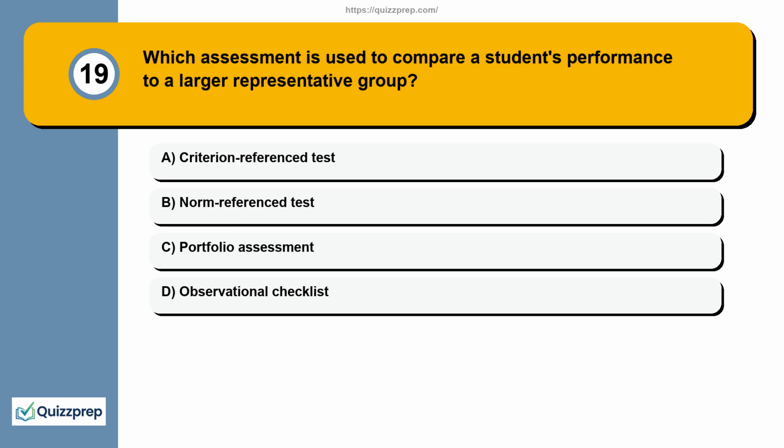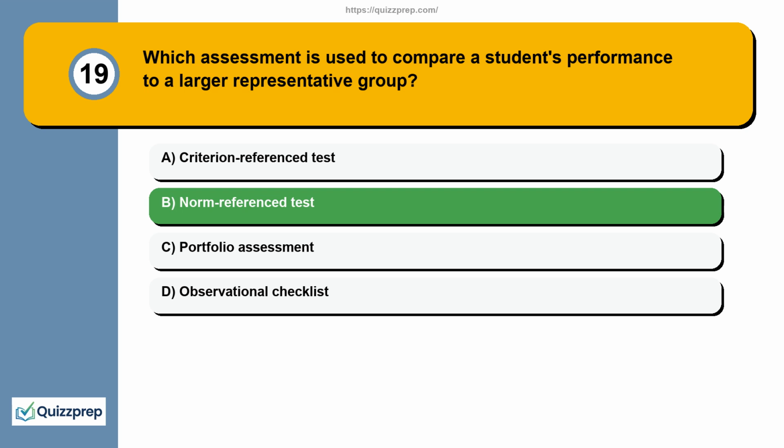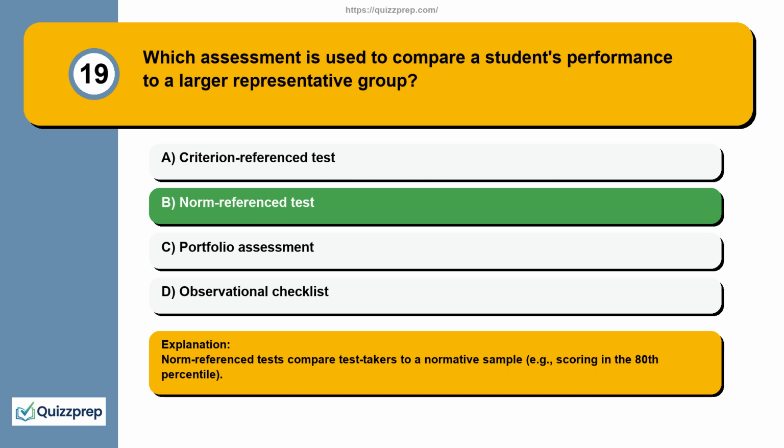Question 19. Which assessment is used to compare a student's performance to a larger representative group? Here are your options. Option A, Criterion Referenced Test. Option B, Norm Referenced Test. Option C, Portfolio Assessment. Option D, Observational Checklist. The correct answer is option B, Norm Referenced Test. Explanation. Norm referenced tests compare test takers to a normative sample, for example, scoring in the 80th percentile.